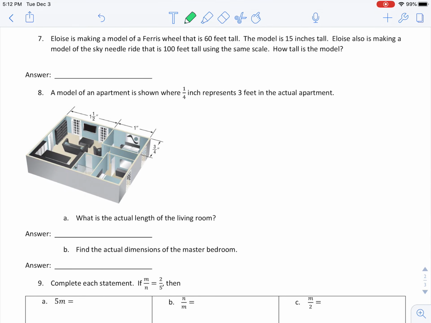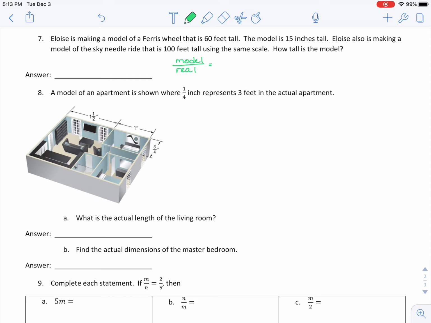Eloise is making a model of a Ferris wheel that is 60 feet tall. The model is 15 inches tall. Eloise also is making a model of the Sky Needle ride that's 100 feet tall, and she's going to use the same scale. How tall is the model? So we have this scenario where we're taking something and shrinking it down to a model. I'm going to still use that same setup we started with, model over real life.